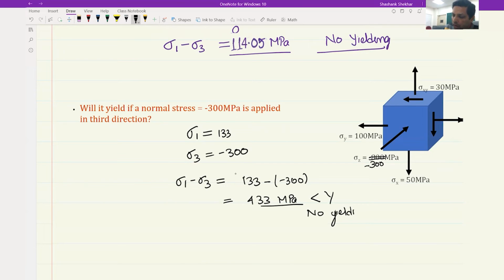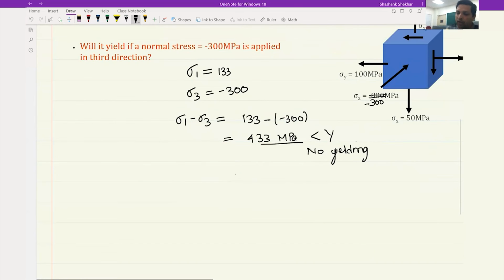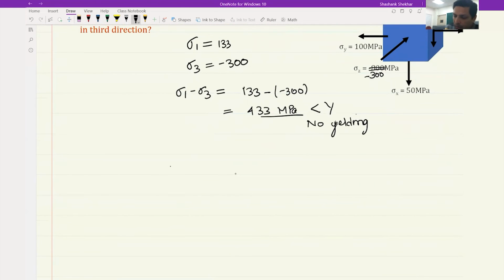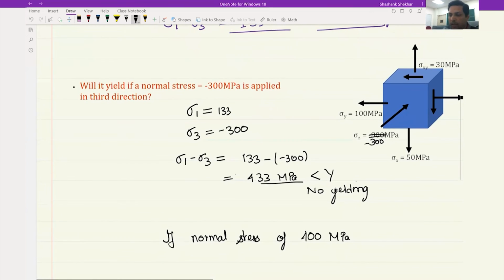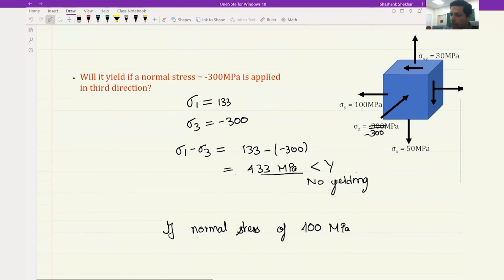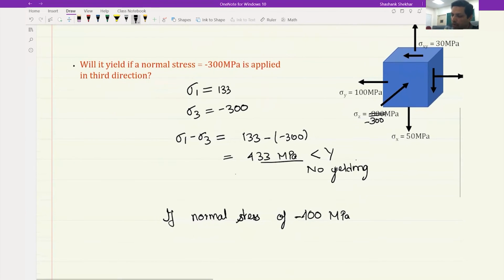But now this will give you an idea. Let's say a normal stress of 400 MPa was applied. Okay, so this is less than the yield strength of the material. So on any particular axis, you are not exceeding the yield strength. Only you are applying a minus 400 MPa over here.